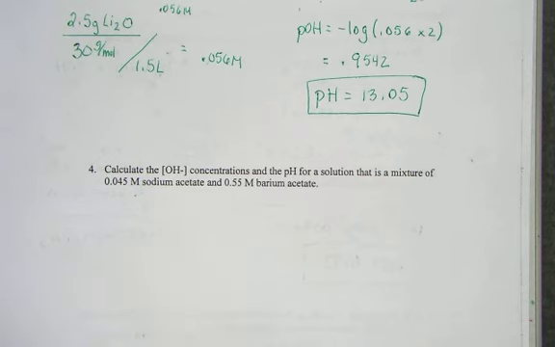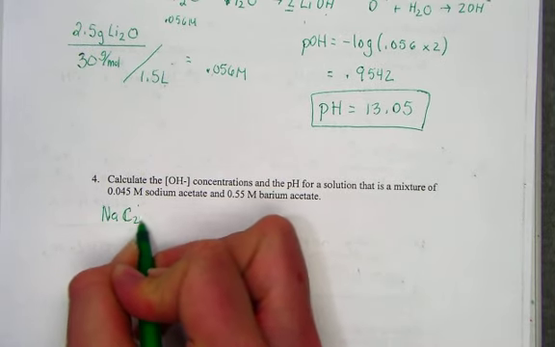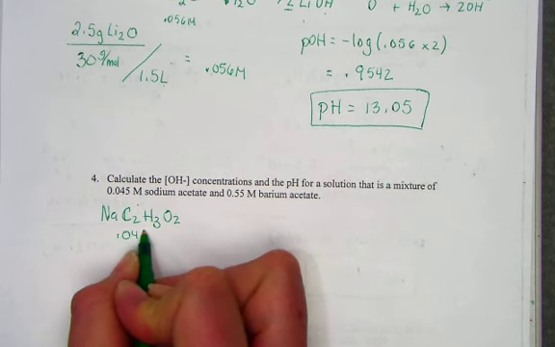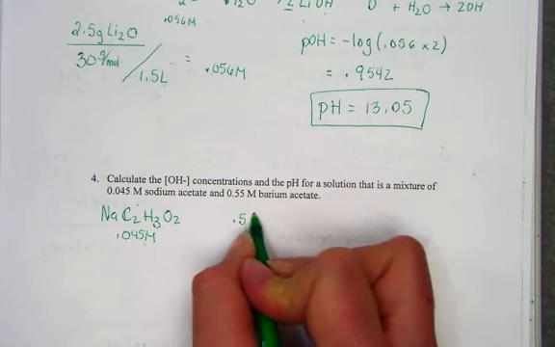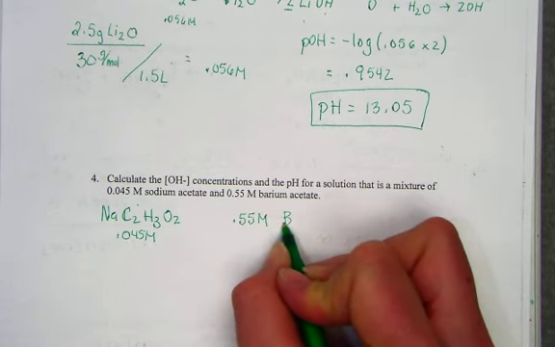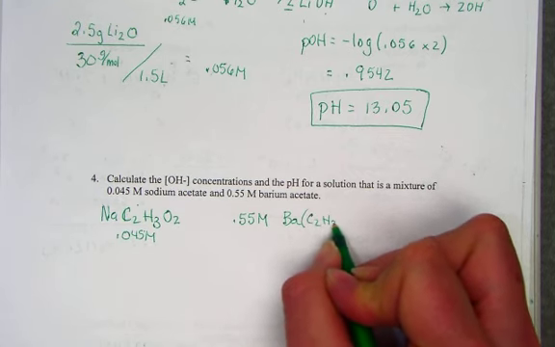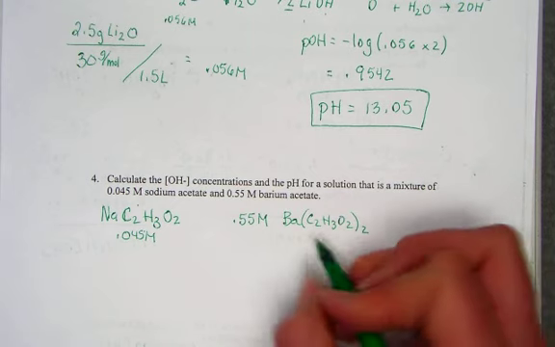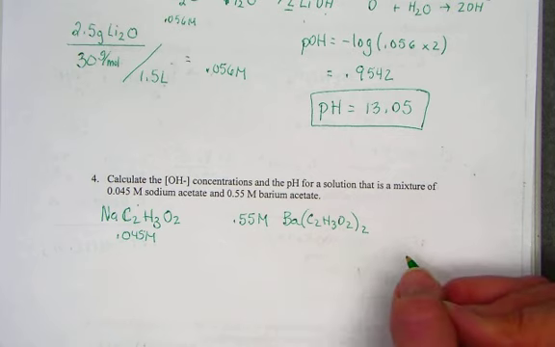As I think through the chemistry, I'm seeing sodium acetate written as NaC2H3O2, its concentration 0.045 molar. And we have a 0.55 molar barium acetate. Barium is a +2, acetate with its -1. We end up having 2 units of the acetate. And if we have 0.55 molar, we actually have twice that value of the acetate ion.